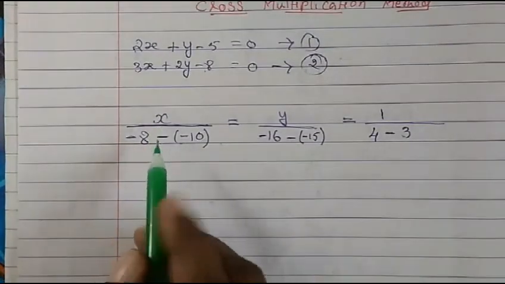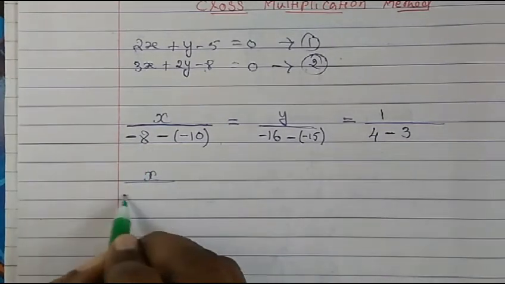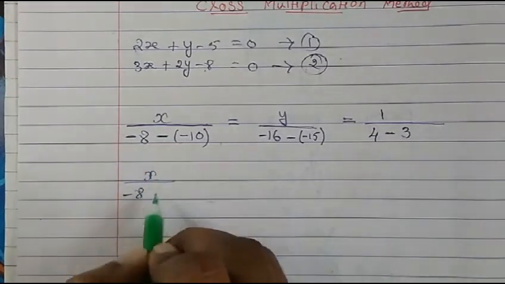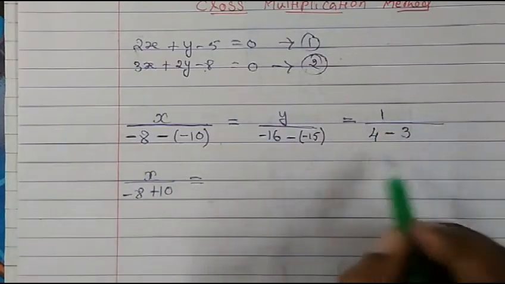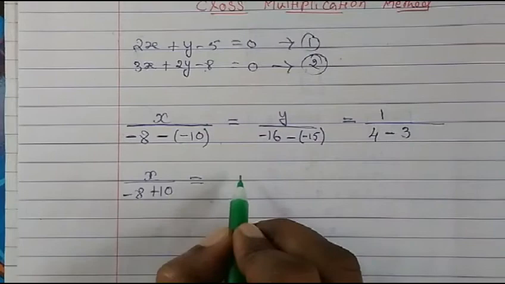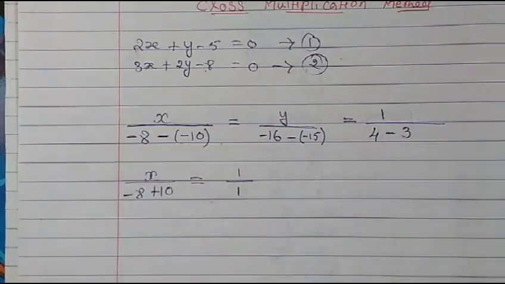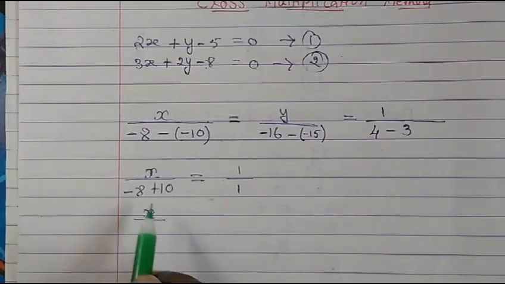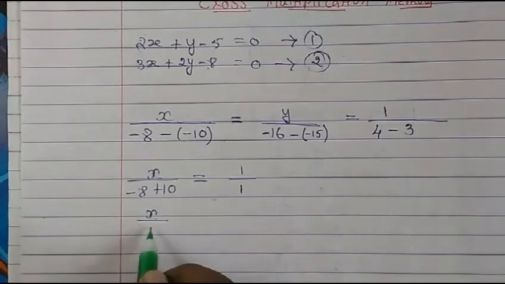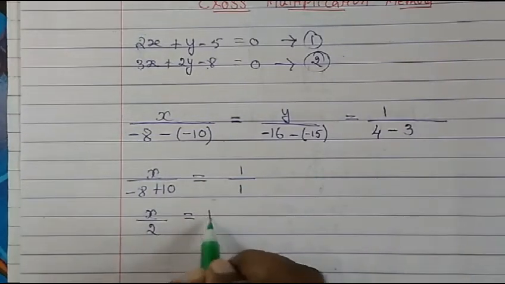So now let's solve the x part of it. So for x you have minus 8, and minus into minus will become plus 10. And this you have to compare with the c part of it, that is 1 upon 4 minus 3 will give us 1. So now further you can simplify. So minus 8 plus 10 will give us 2. 1 upon 1 will give us 1 only.